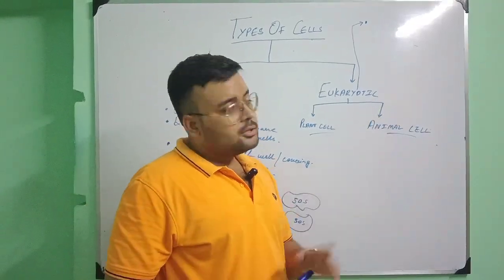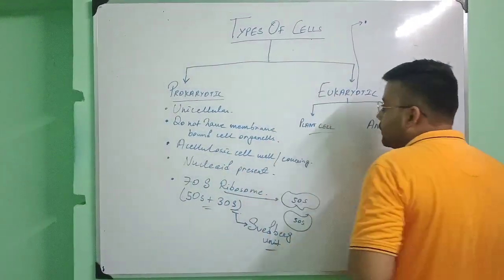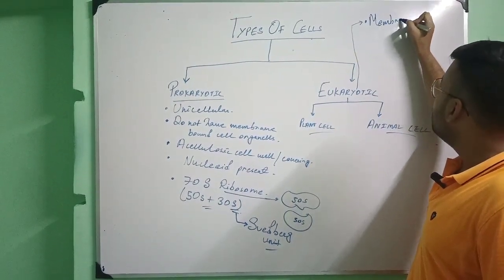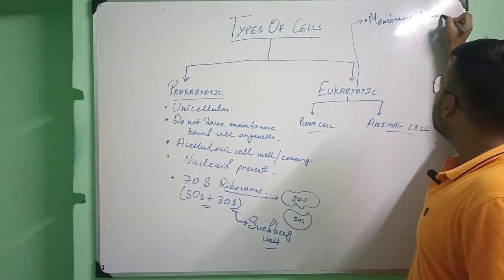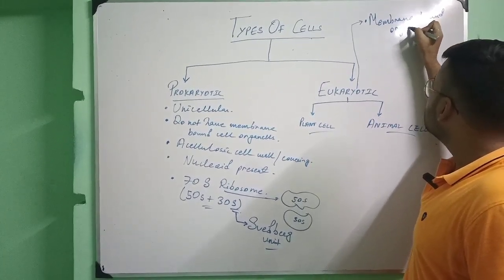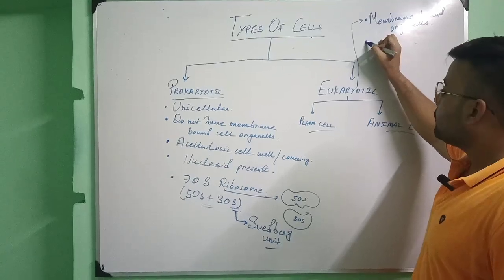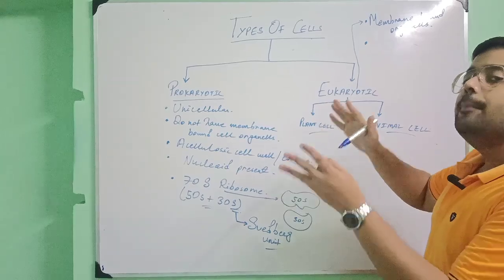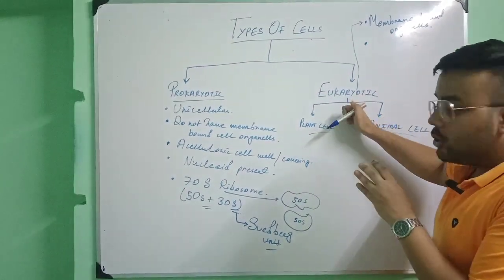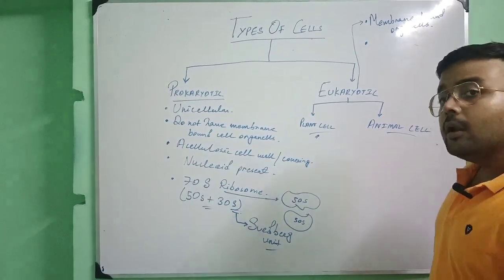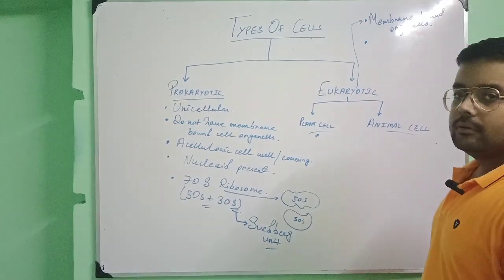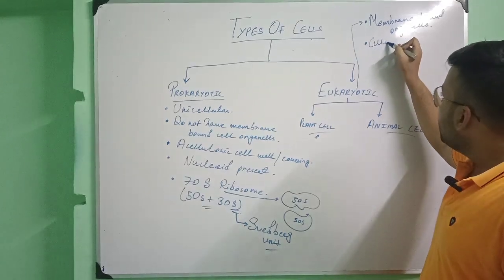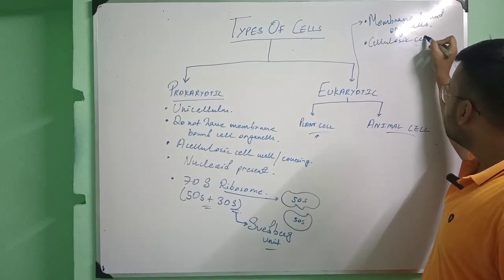Now coming back to the features of the eukaryotic cell, they have membrane-bound organelles. They have a cell wall. All the plants coming under the eukaryotes, they have a cell wall made up of cellulose. So we can say a cellulosic cell wall.